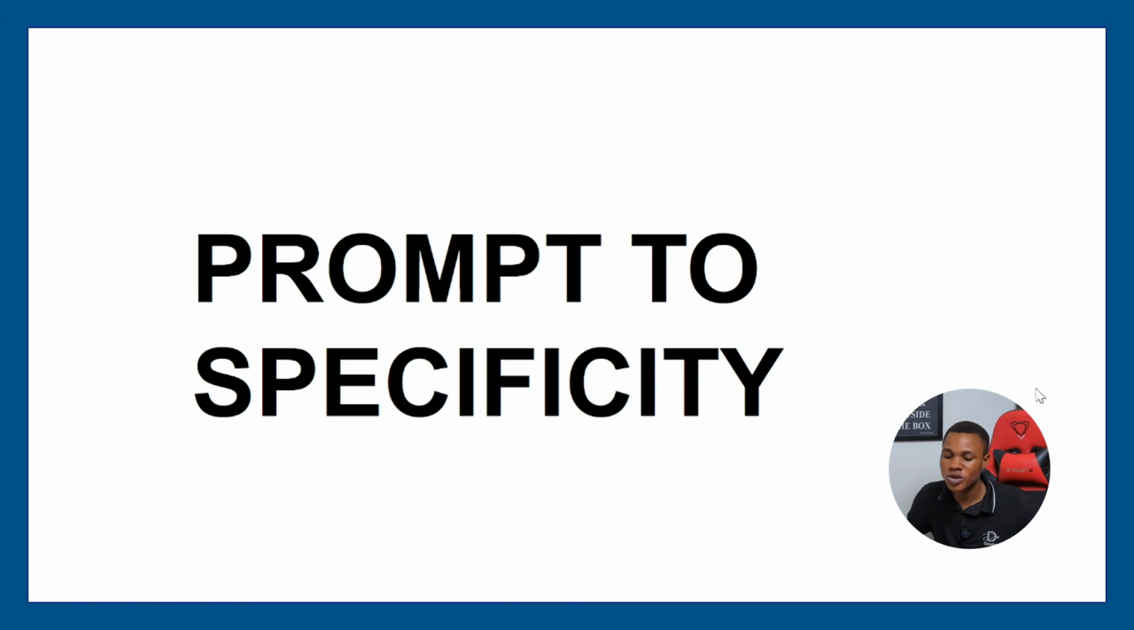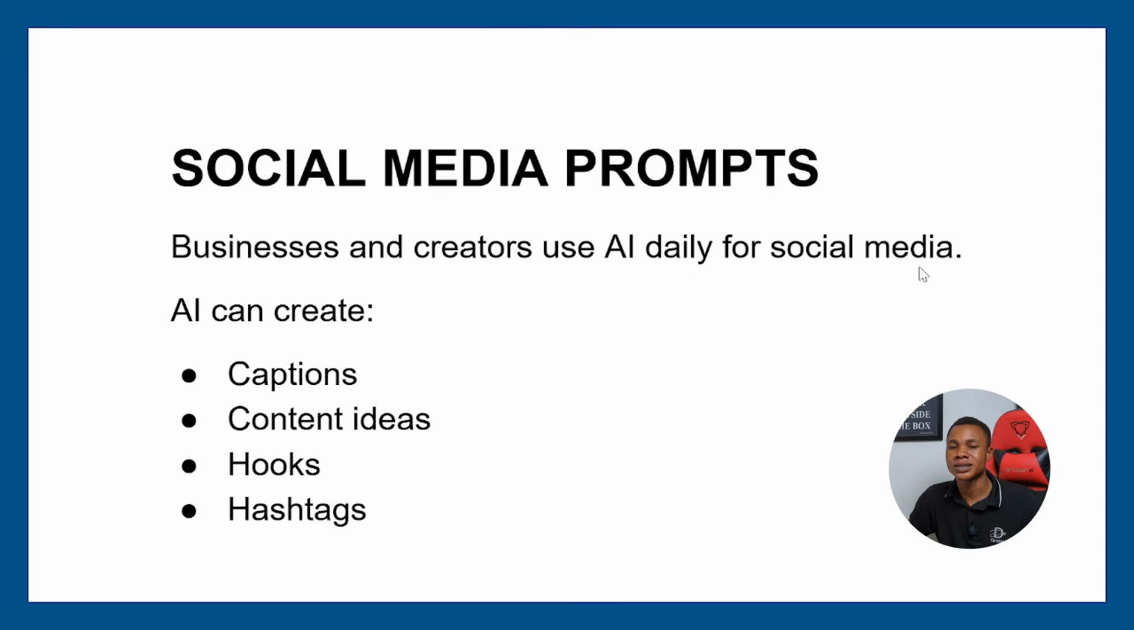So prompt to specificity, we want to talk about how to use prompt to generate captions for social media platforms like Instagram, Facebook, etc. Is that okay? So I will be taking each of them one by one, but I'll just take up to 5, maybe Facebook and all of that will go. So business and creators use AI daily for social media. AI can create captions, content ideas, hooks, hashtags, etc.